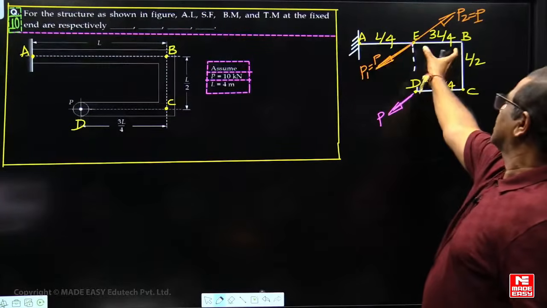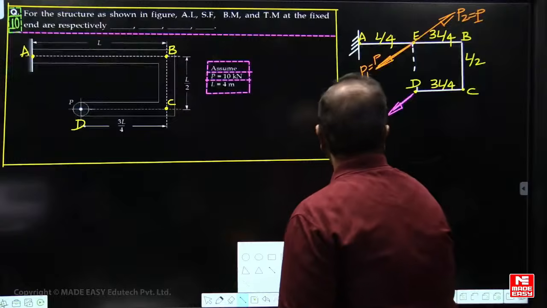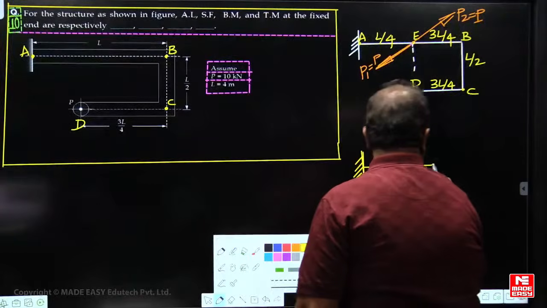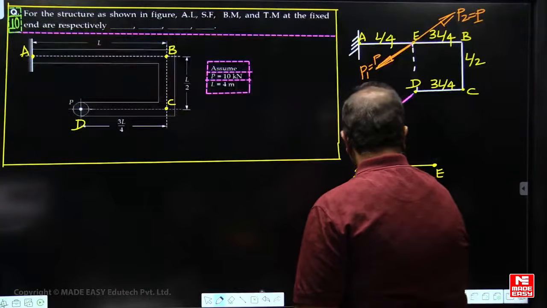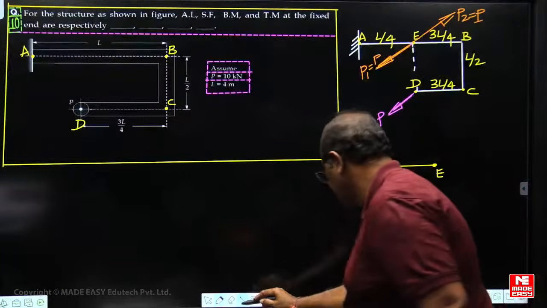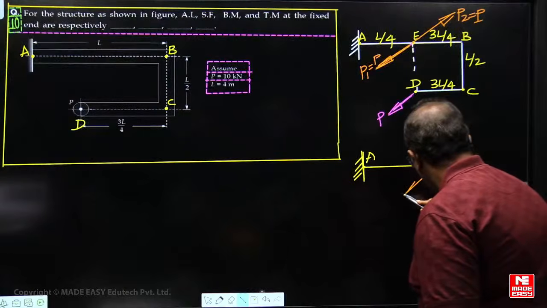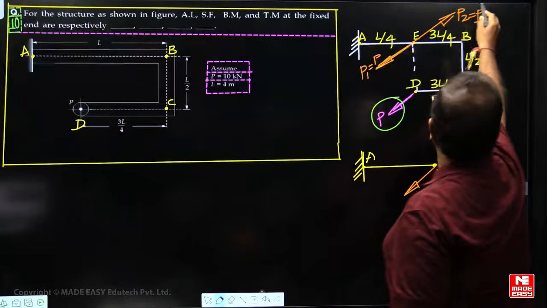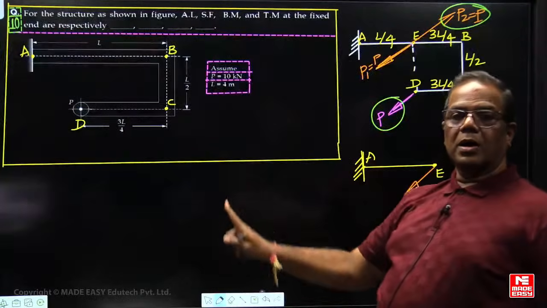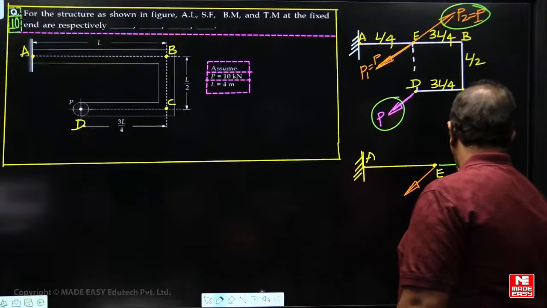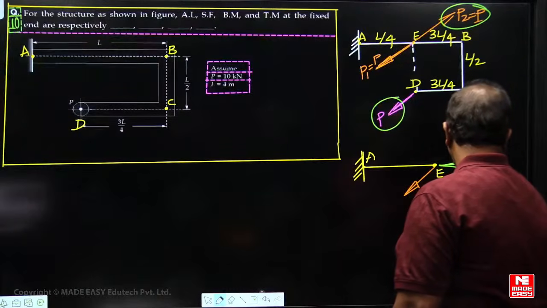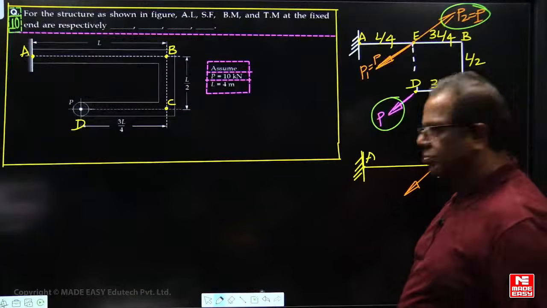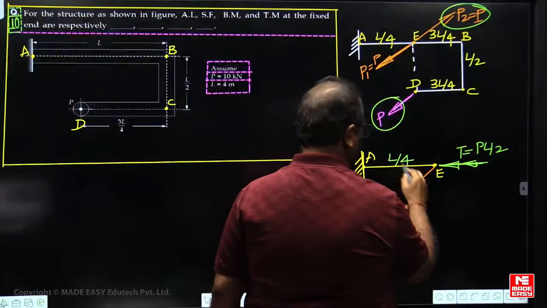What is this length? 3L by 4. This is also 3L by 4. This is L by 4. So now you can draw the free body diagram. This P and P2 will form a twisting couple in the clockwise direction, seen from the right side. So this will have a double arrowhead. What is the eccentricity value now? L by 2. This distance is L by 4.